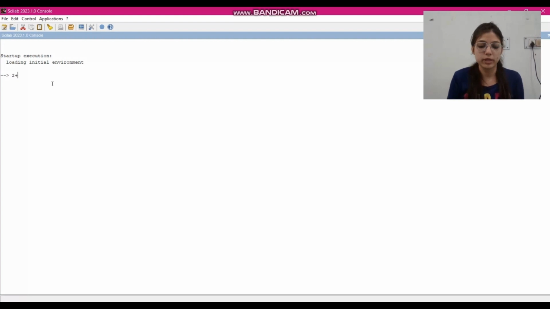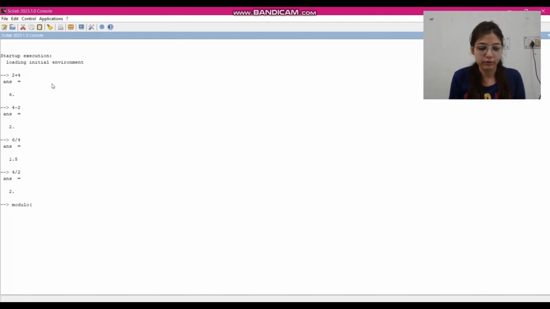So I will write 2 plus 4. It gives 6. Like this, 4 minus 2, then this is the answer. 6 divided by 4, so this is a float number. And 4 divided by 2, this is an integer.